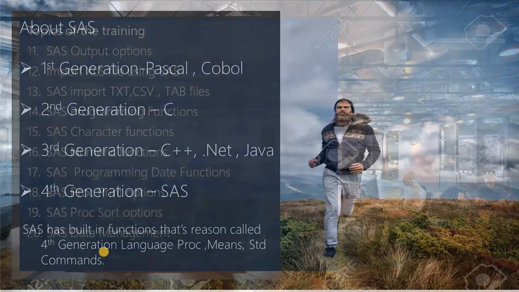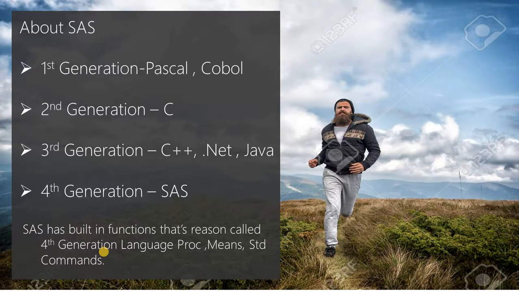So what is data management? About SAS, we have languages. The first generation languages are Pascal and COBOL. The second generation language is C. The third generation languages are C++, .NET and Java. And we have the fourth generation languages, so we are now working on SAS, Python, Tableau and R, which are fourth generation languages. So what is SAS?